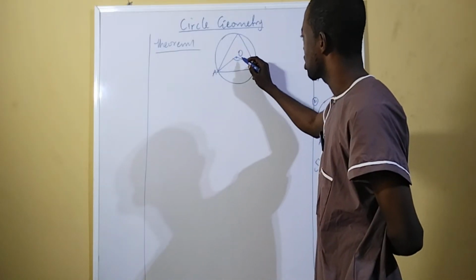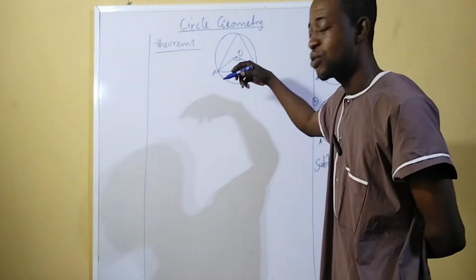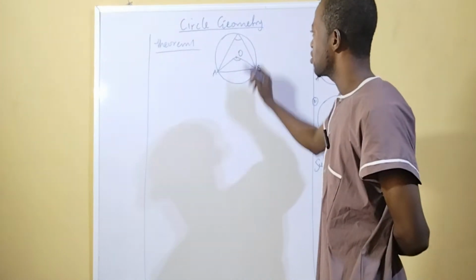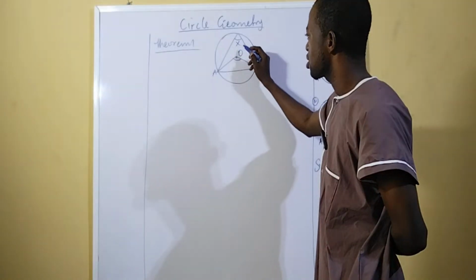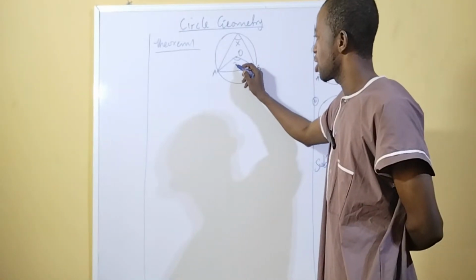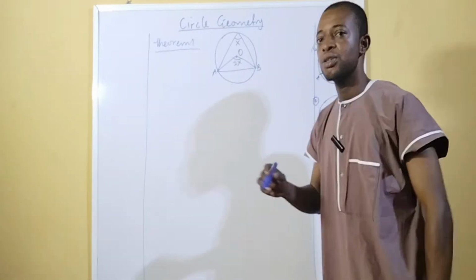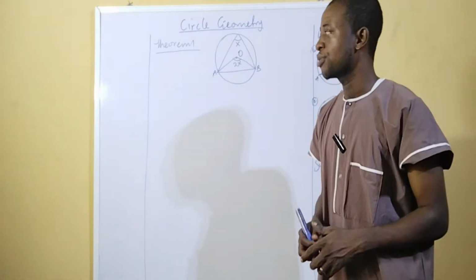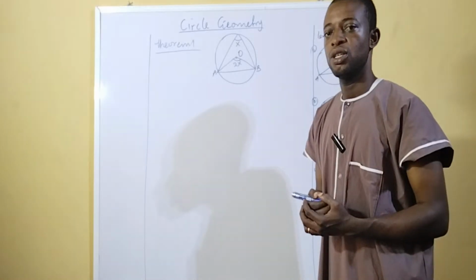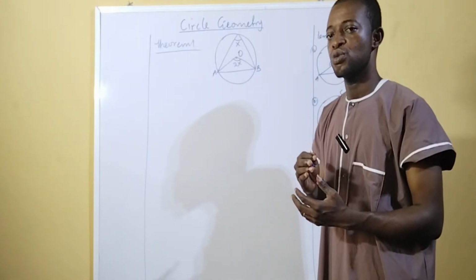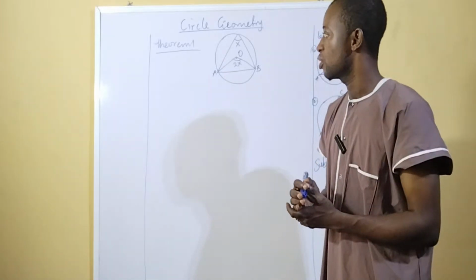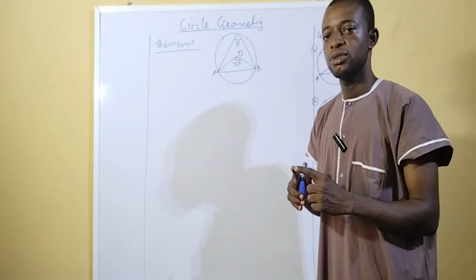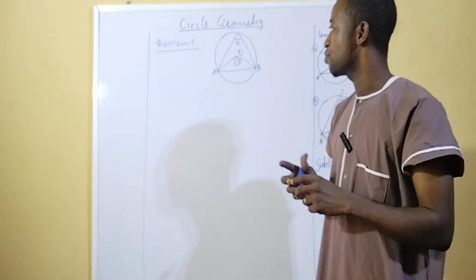So let's say this is the angle at the center here. The corresponding angle at the circumference is this angle here. If this angle at the circumference is x, the angle at the center is 2x. This theorem is like the foundation of all the theorems under circle geometry, so there is a need for us to really understand it. That is, the angle at the center is 2 times bigger than the angle at the circumference.